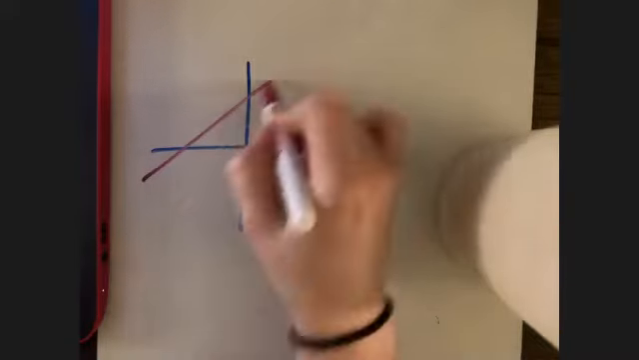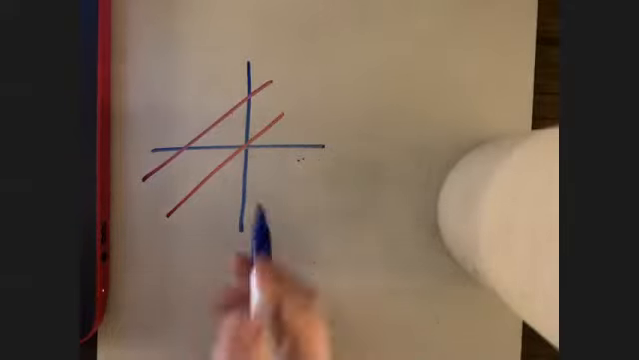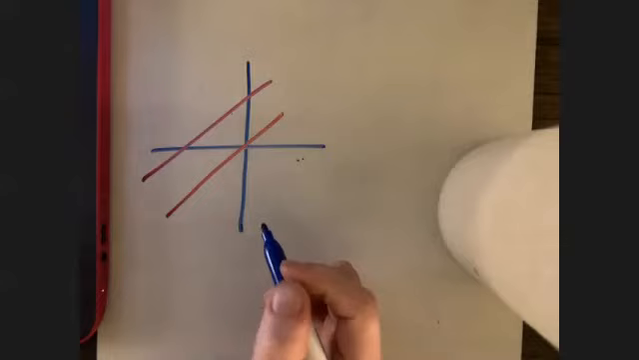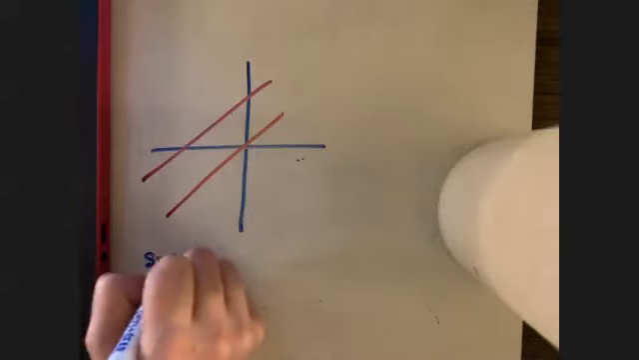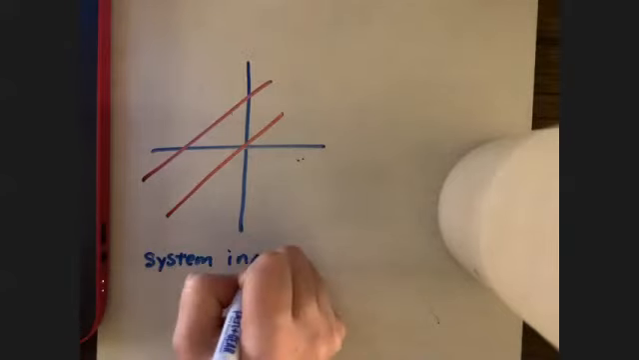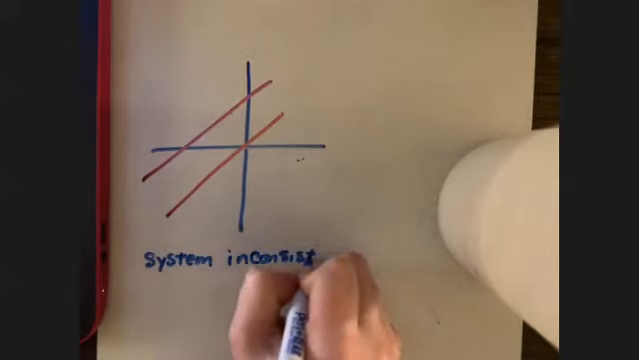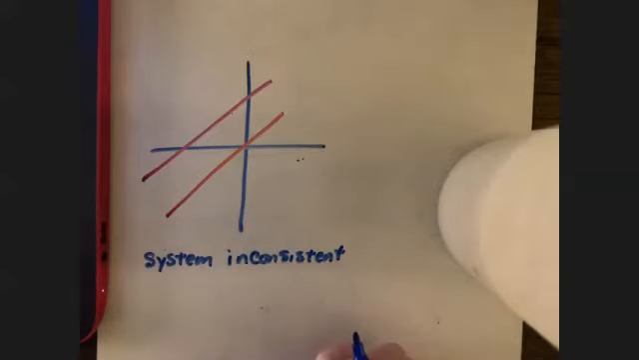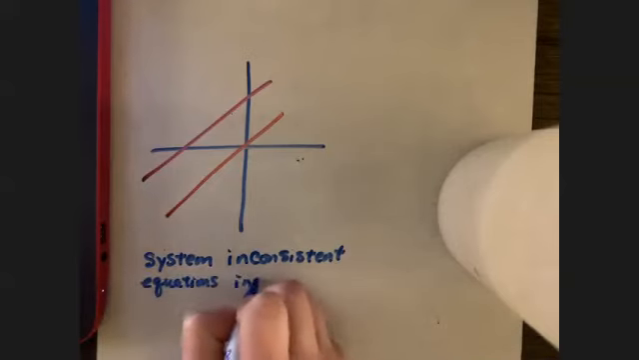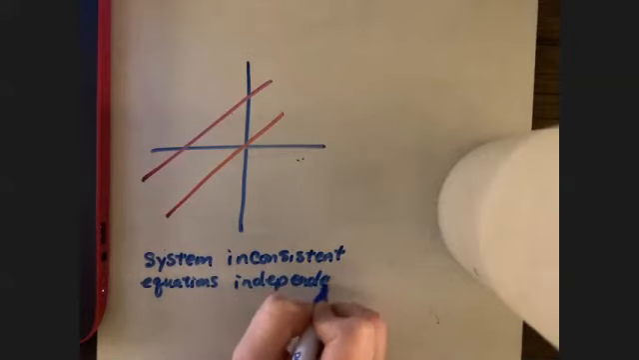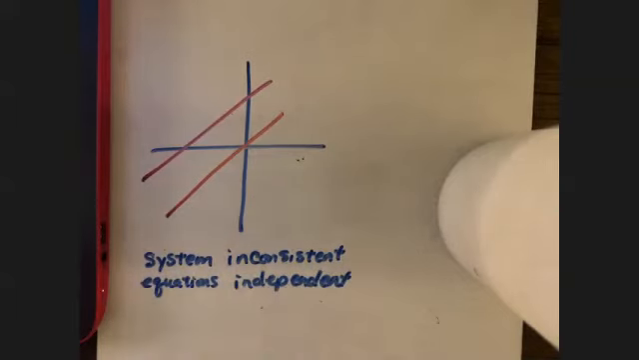Okay, so now if we talk about a system where stuff is going to run parallel, we know that these are never going to cross each other, so we're not going to have an answer for this. This would be a no solution, okay? So the system is inconsistent. Again, consistent or inconsistent means that I'm getting an answer, I'm not getting an answer. And then the equations are still independent, because we can still see both equations on their own.